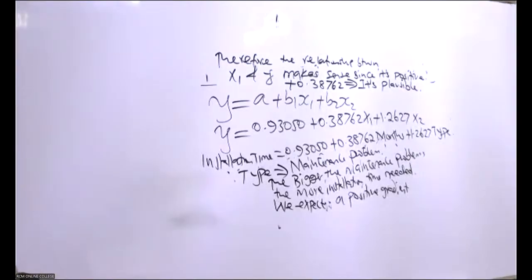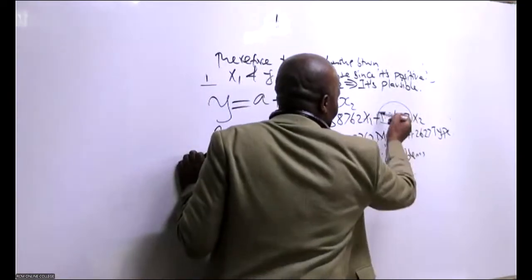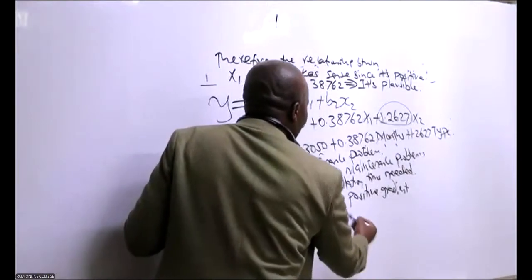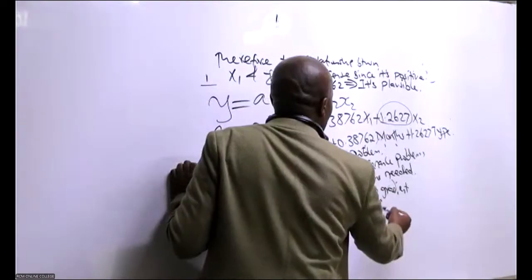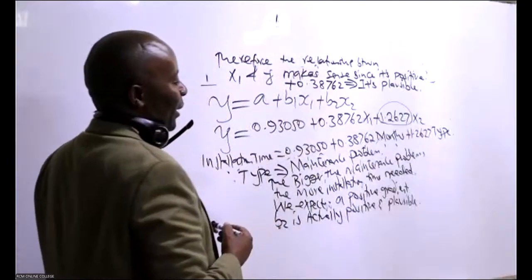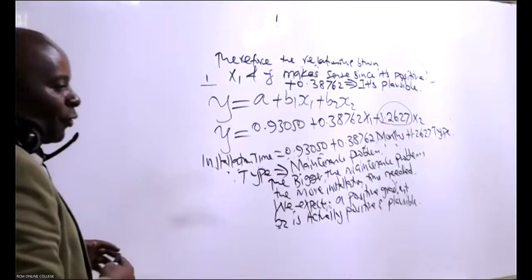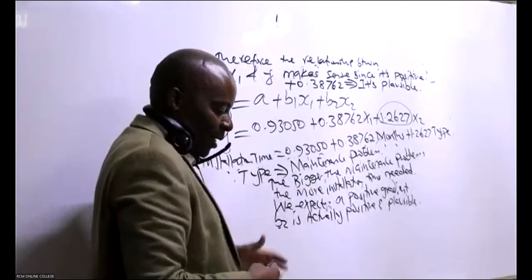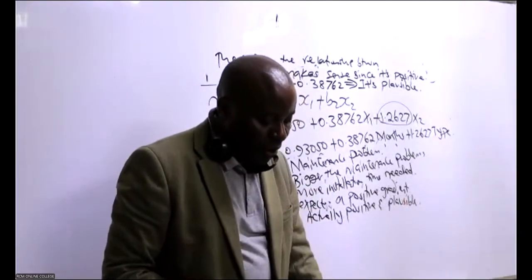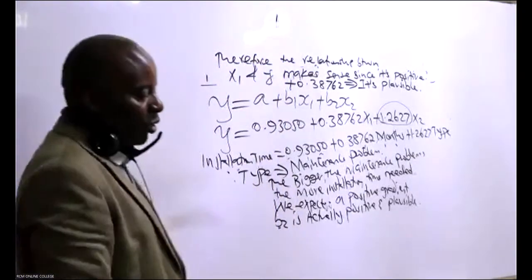Is the B there positive? It is this B2, isn't it? Yes, and in this case B2 is actually positive, and therefore plausible. It makes sense. That's how you check for plausibility. I'm sure by the time I do the third question, all of us will be very, very comfortable.